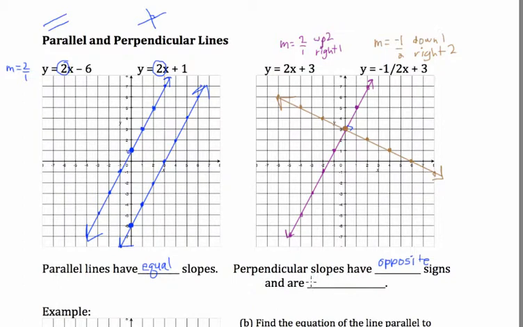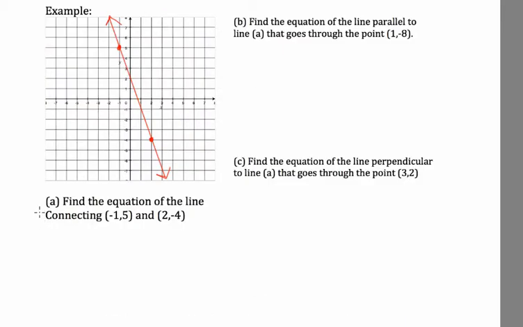And the other thing to know about them is they are reciprocals of each other. So whereas my first line went up 2, right 1, my perpendicular line had to go down 1, right 2. So perpendicular slopes will be negative reciprocals of each other. They'll have the opposite signs, and the numbers will be reciprocals.